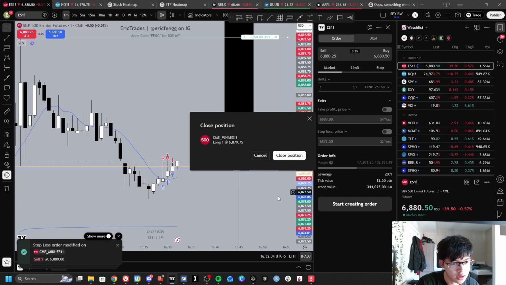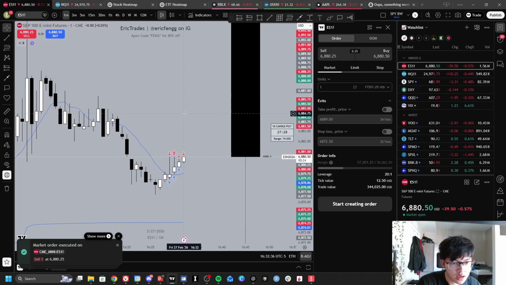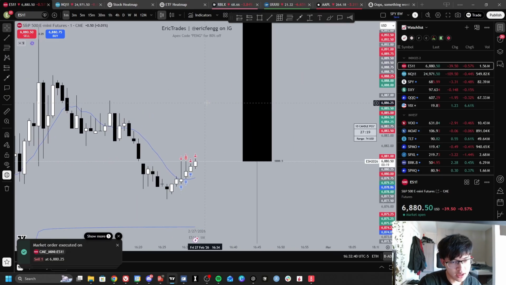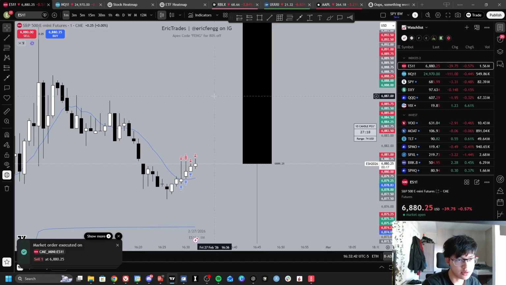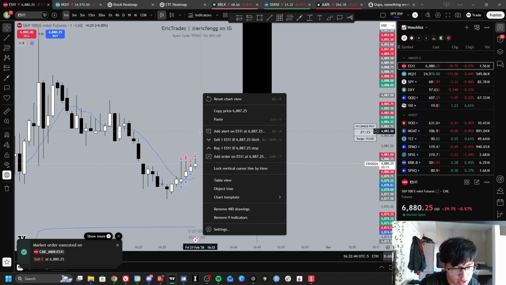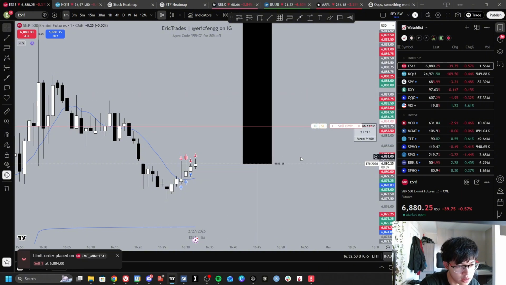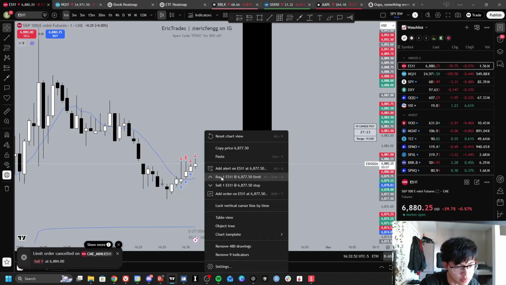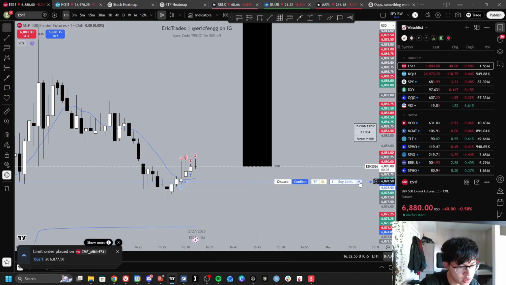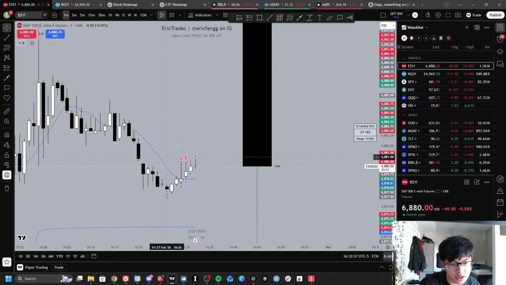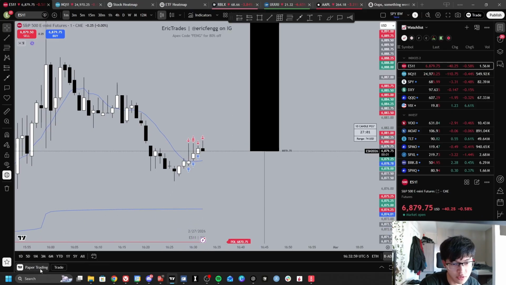You can do that. But yeah, one other way to enter, and again, there are many ways to enter, just find the one you like and stick to it, is you can right click the chart and do a sell limit. Like this, now I've got my sell limit out, and you can do the same thing to buy limit, like that. Very simple.